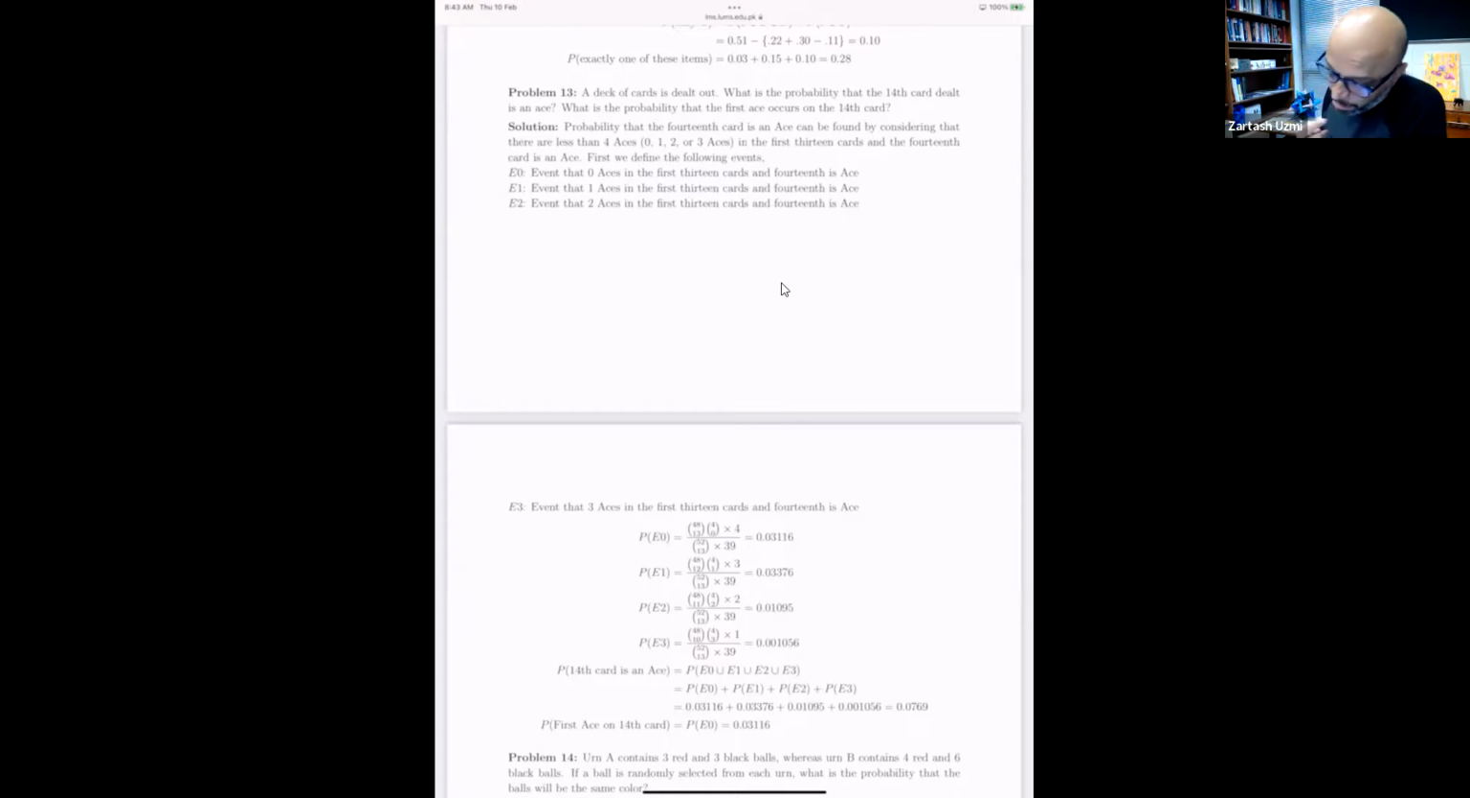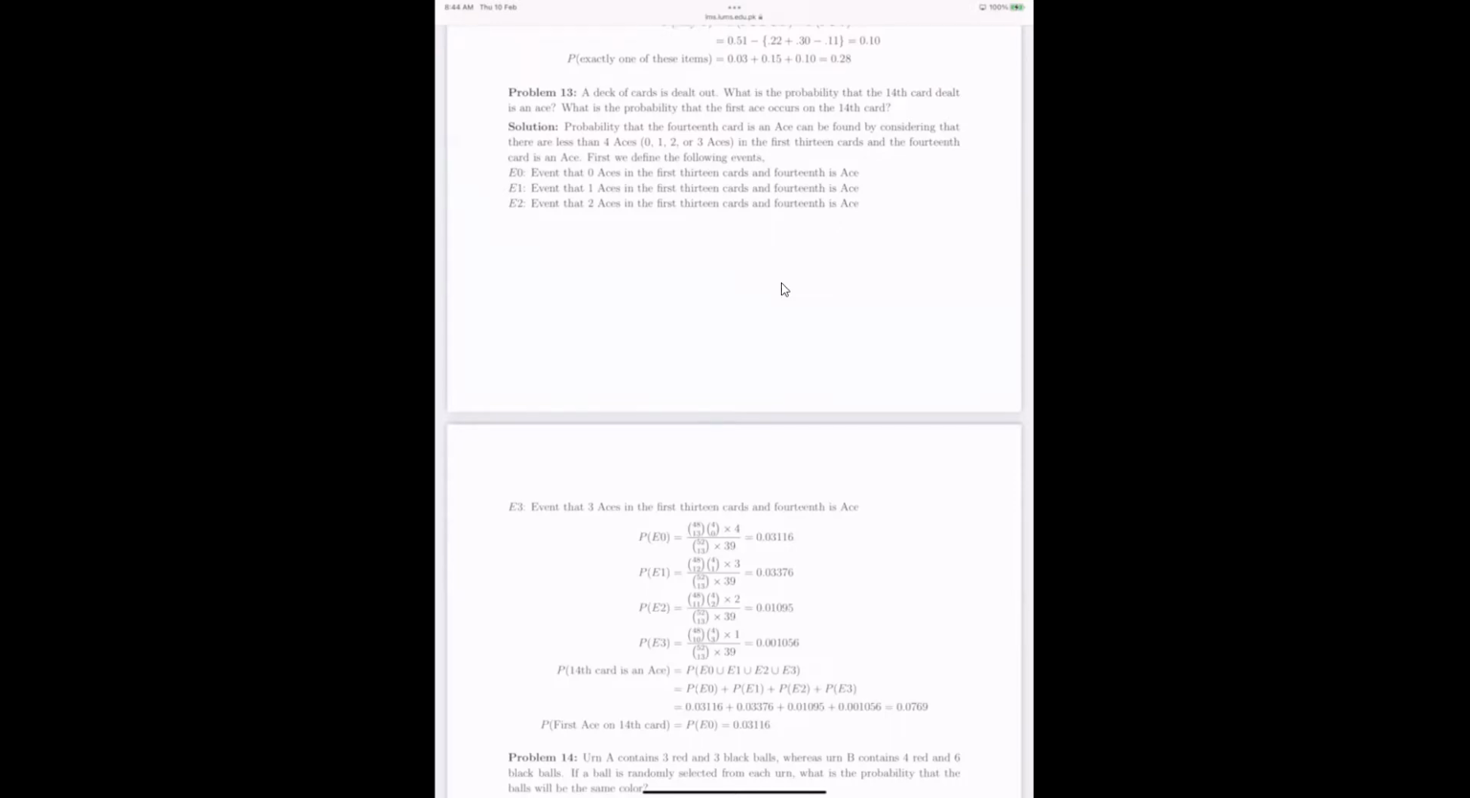Okay. So what we can do here is I will need to know what happened in the first 13 cards. So if in the first 13 cards I have 0 aces or 1 ace or 2 aces or 3 aces, that is the only way I can get a possibility of the 14th card to be an ace. If in the first 13 cards you already have 4 aces, there is no way you can get the 14th card to be an ace. You agree with that? Yes.